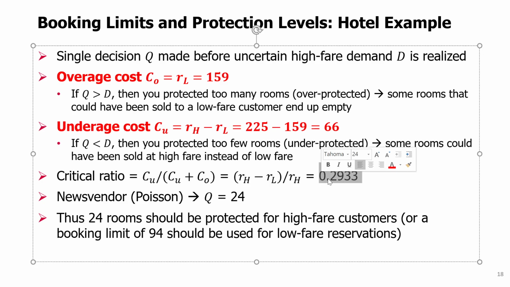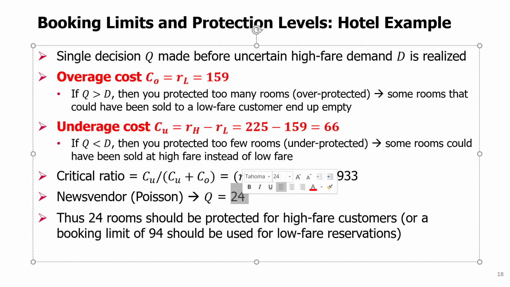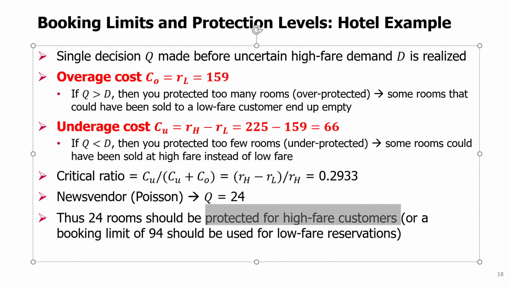And that actually tells you that we should try to go for a quantity that is below the expected demand. How much below, of course, depends on the standard deviation. If you recall, demand D was Poisson with mean 27.3. We can use the Poisson newsvendor model and determine that the optimal quantity is 24, which is indeed below the expected 27.3 demand. So that means 24 rooms should be protected for high fare customers.